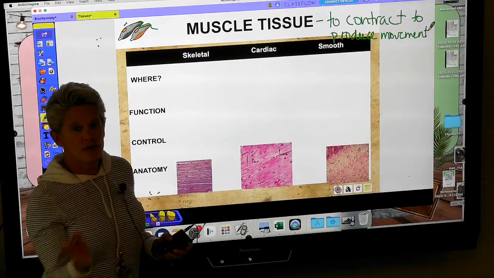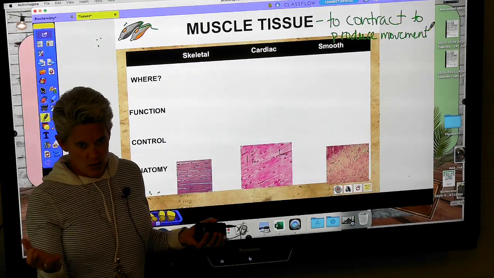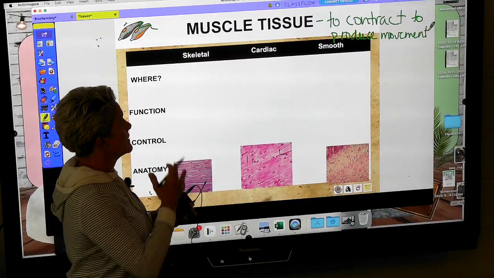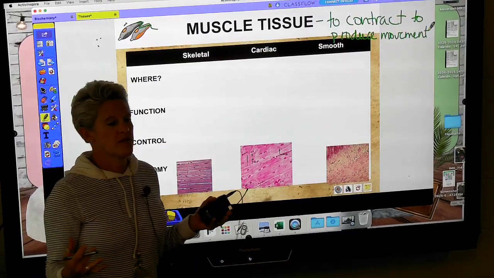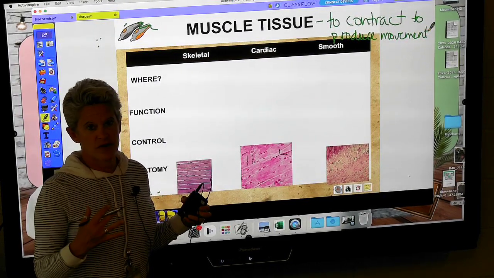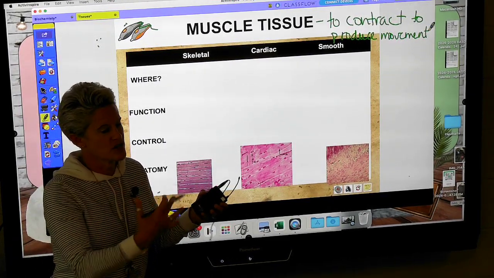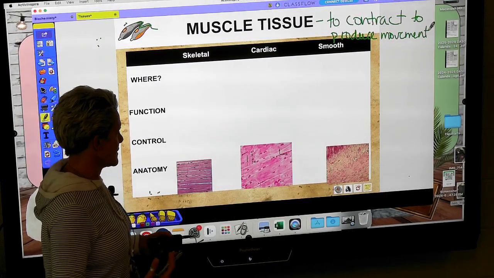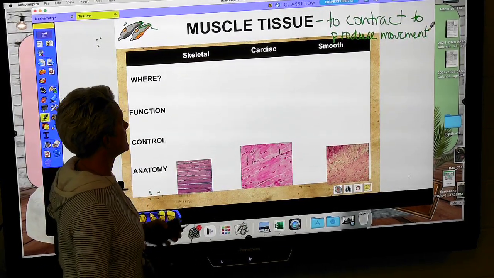All right, so there are three types of muscle tissue that we need to go over. Obviously, muscles that we're talking about here, some of them are attached to bones, some of them are attached to other parts of the body. So we have muscles all over the body that do different things. We're most familiar with the muscular system, which are the ones that are attached to the skeleton, but there are other types of muscle tissue.